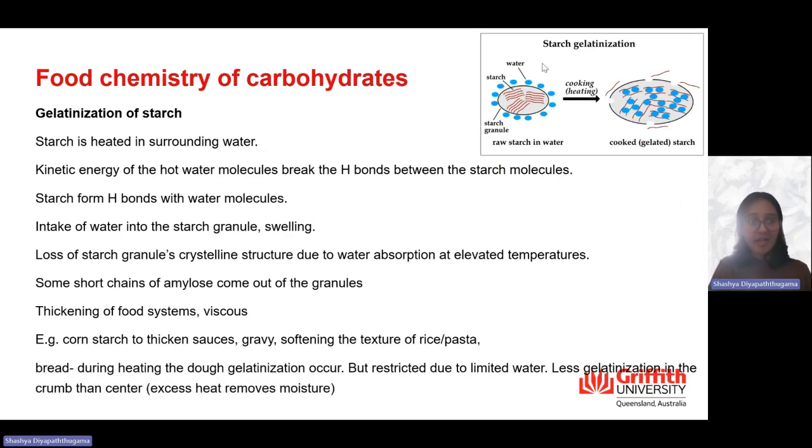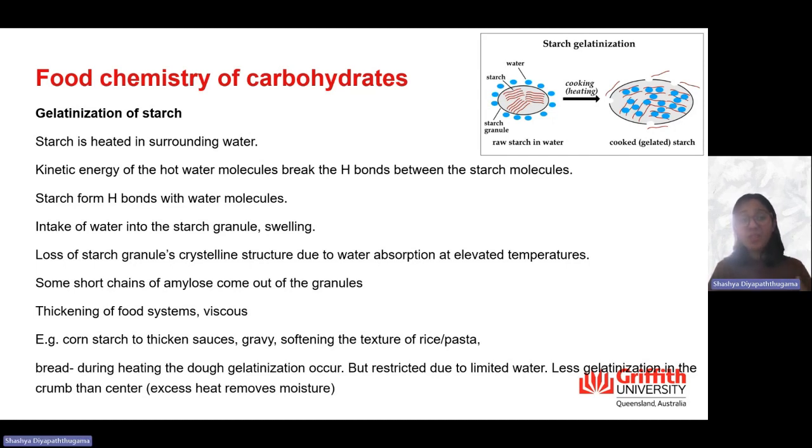The next reaction we are talking about is gelatinization of starch. Gelatinization happens when we heat starch in the presence of water. So we need three things: the starch granule, water, and high heat. When we are heating water, the kinetic energy of the water molecules increases, and this energy breaks down the hydrogen bonds between the starch molecules. And also, while starch molecules break their own hydrogen bonds, they form new hydrogen bonds with water molecules.